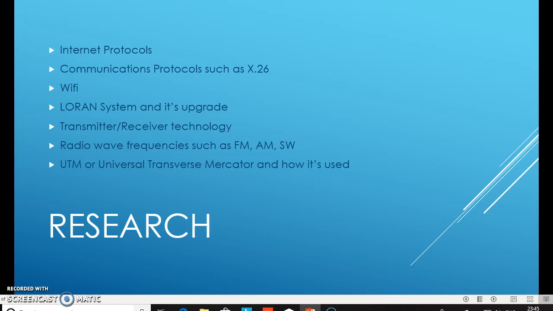Research what the LORAN system is or was and its upgrade. GPS is basically a transmitter receiver technology. It's very similar or the same as radio wave frequencies such as FM, AM, shortwave, which you've already heard of. Research UTM, or Universal Transverse Mercator, and how that's used. It's basically a mapping grid system that is used by the military.